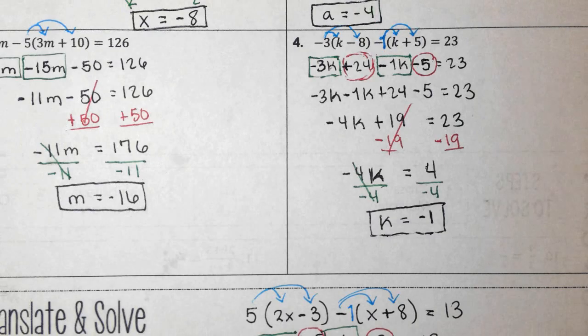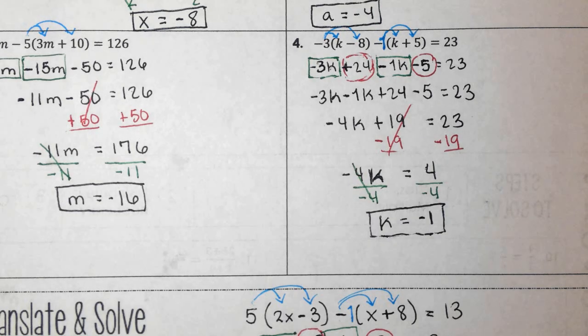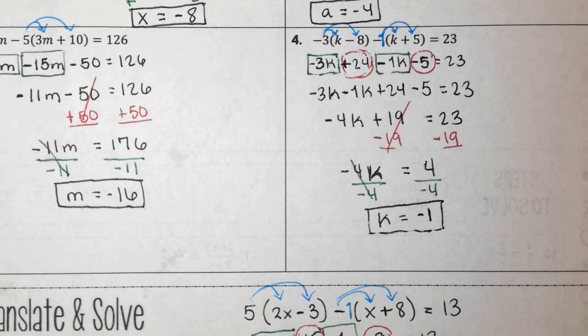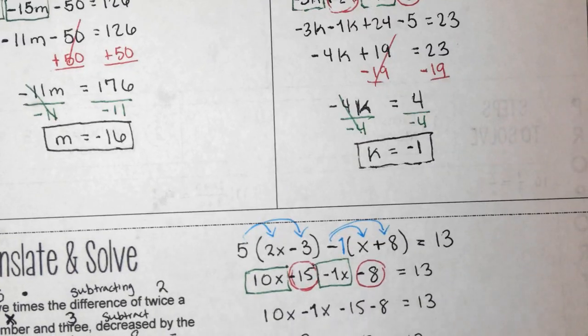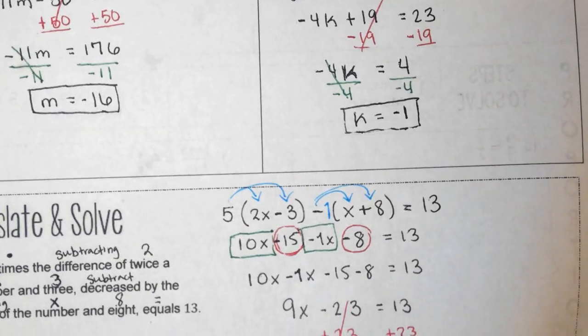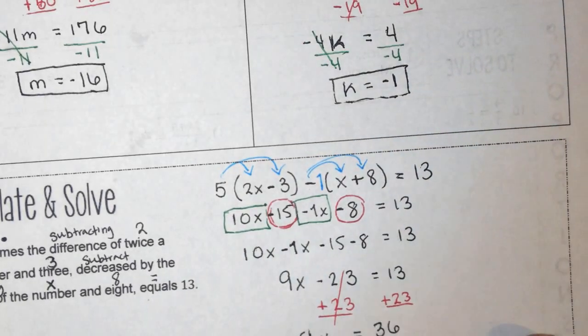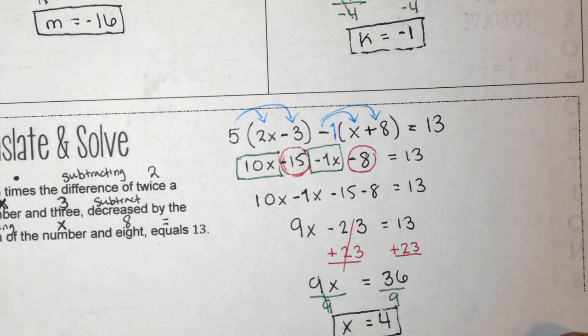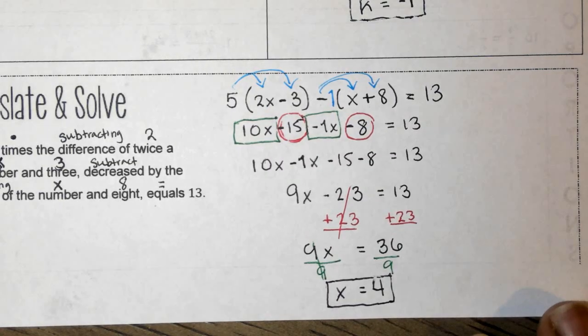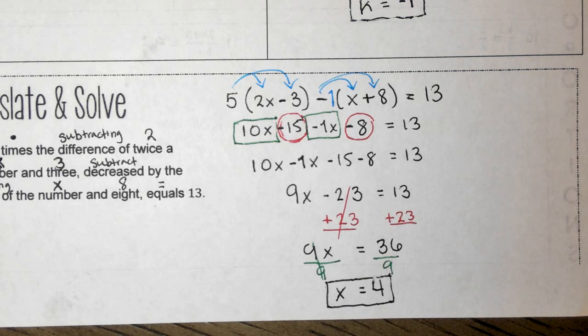All right. So now we got a chance to work on it. I'm going to show you my finished product. After my distribution, after I grouped, and then I combined like terms, and then I solved the equation. I got x equals 4. If you did your thing, you should have got that same thing. Okay. So on the back, let's continue.